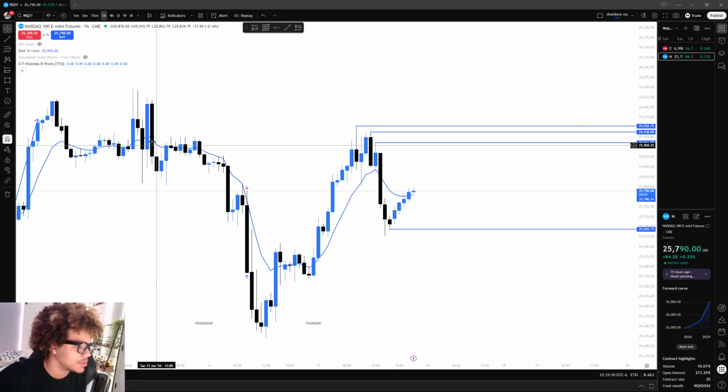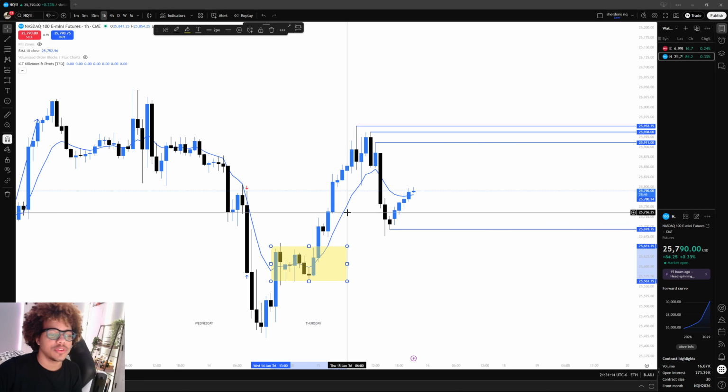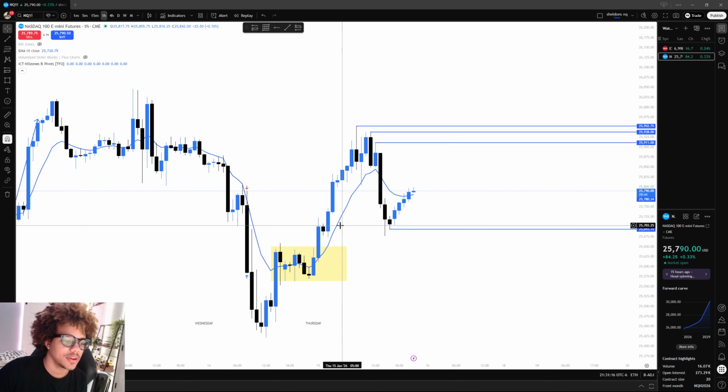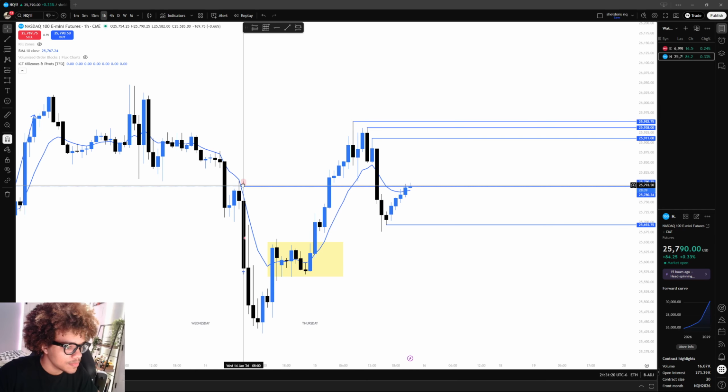For example, this, we were in a range, right? But this candle broke out of it. That's when you can start looking, because what happened after we broke out of this range? This candle closed. This would have been your drawn liquidity right here.